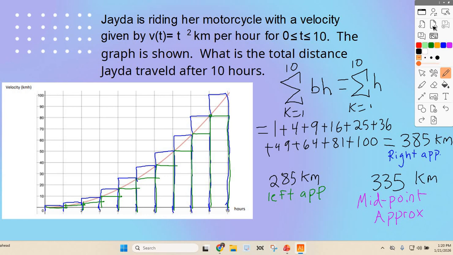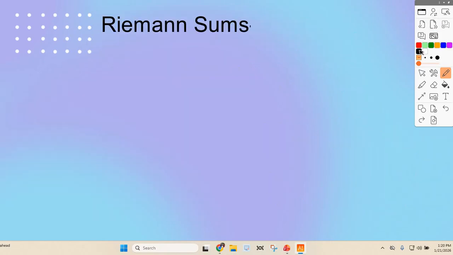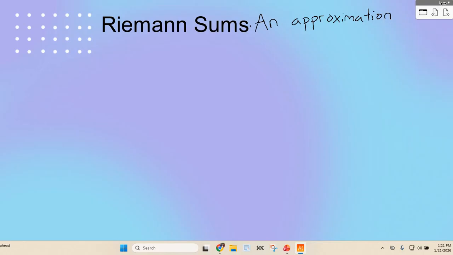And yesterday we looked at 3 different kinds. We looked at a right approximation, a left approximation, and a midpoint approximation. Now, again, these are an approximation. Or the area under the curve.